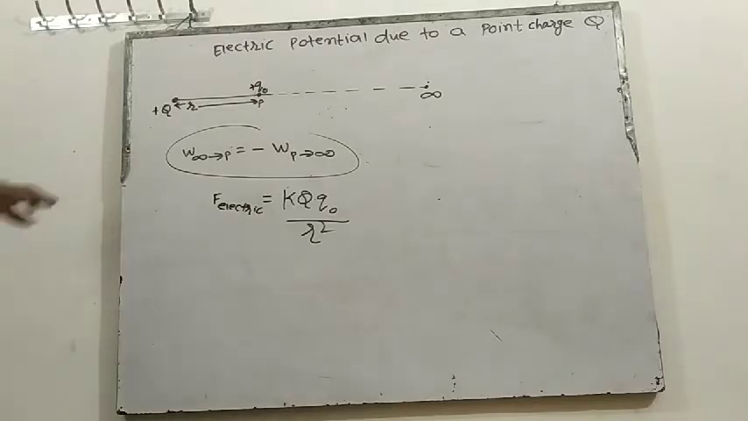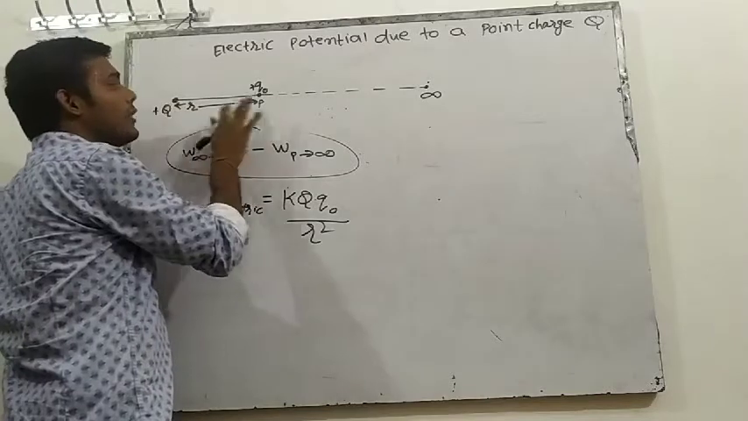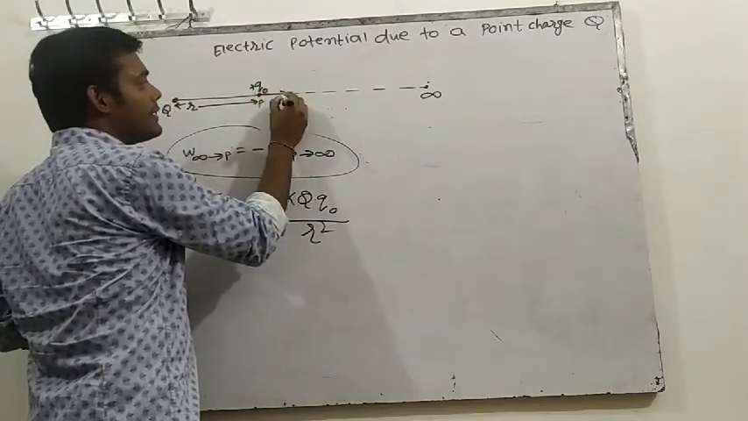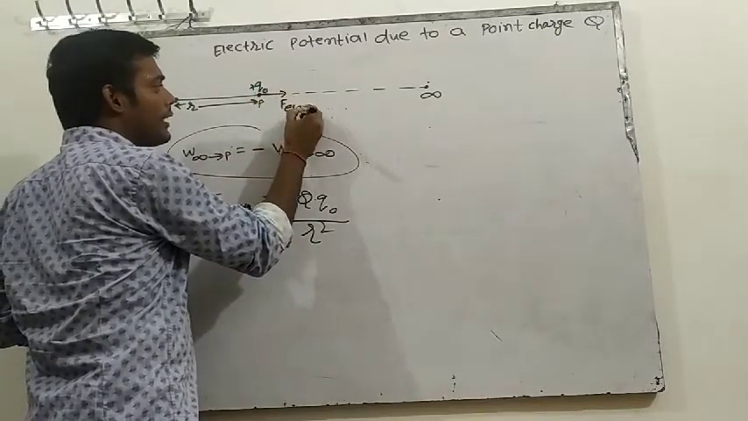What will be the direction of this force? Electrostatic force. This plus charge will repel this, so it will repel in this direction. So this is F electric.